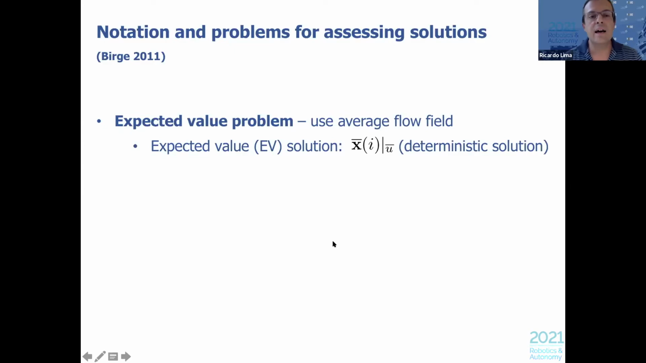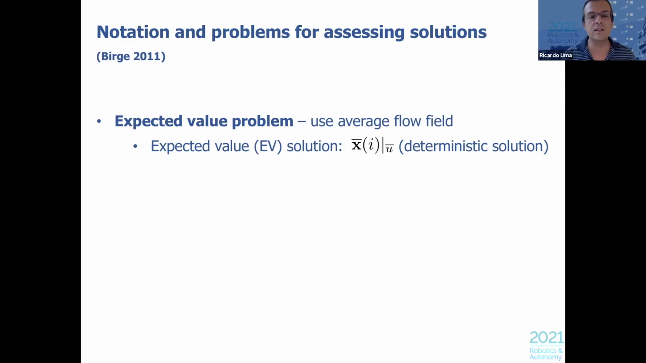So I think this is a very interesting approach, because you try to find a path that is feasible for all the forecasts of the current that you have, right? But how do we assess the solution of a problem like this? And what are the other alternatives to solve this problem?